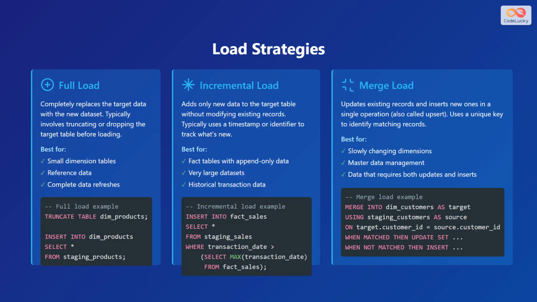Here are some common loading strategies. Full load completely replaces the target data with the new dataset and is best for small dimension tables or reference data. Incremental load adds only new data to the target table without modifying existing records, which is best for fact tables or very large datasets. Merge load updates existing records and inserts new ones in a single operation, and is best for slowly changing dimensions or master data management.